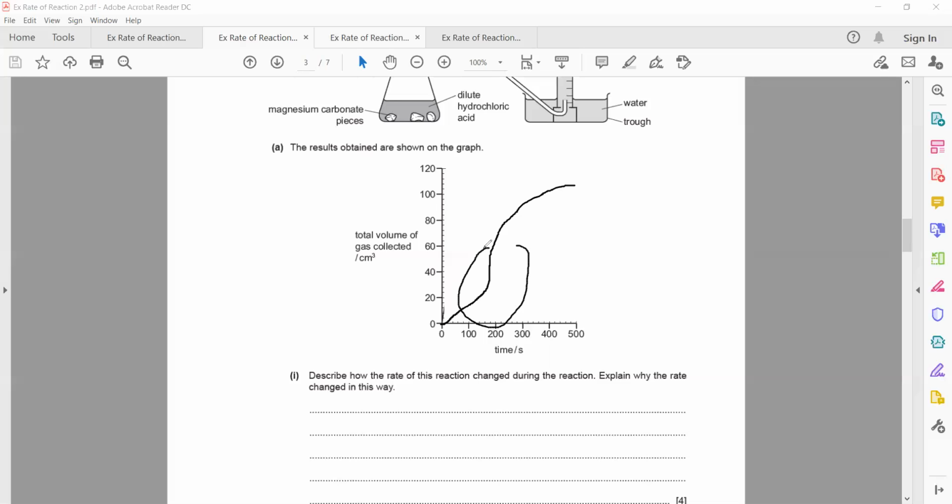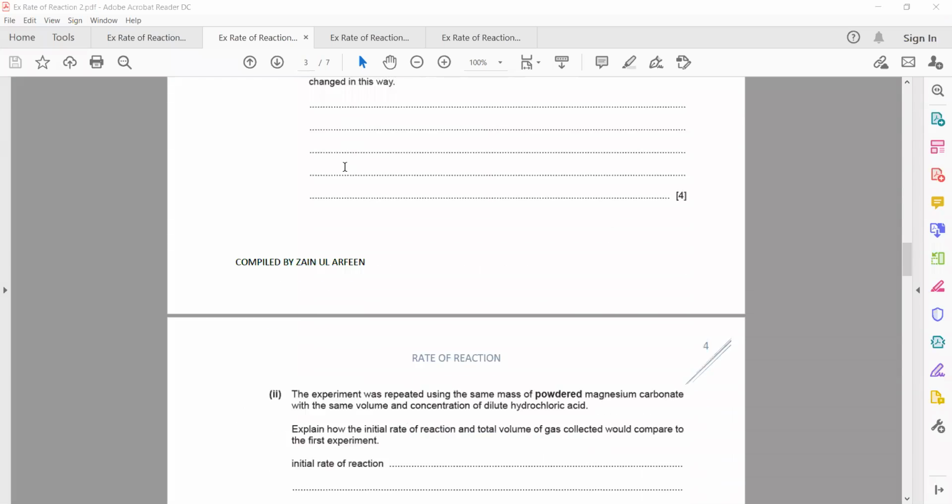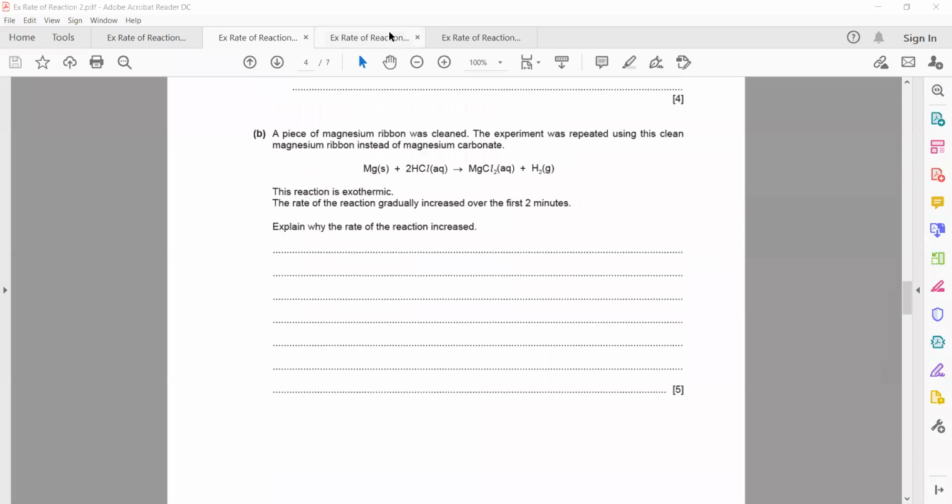Why is this part there? What is the reason for that? First it increases and then it decreases. So what is the reason? The answer is given in the question. They mention the reaction is exothermic. Exothermic reactions give out heat energy.